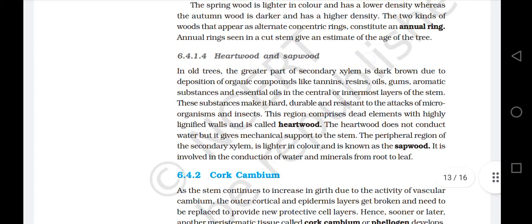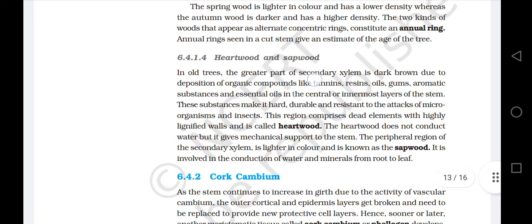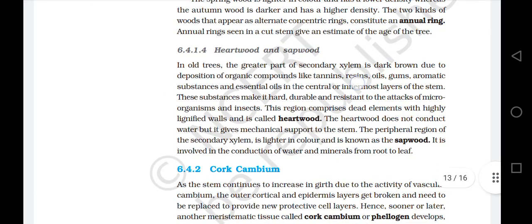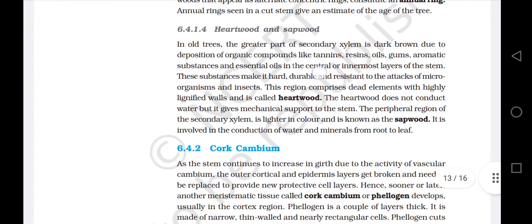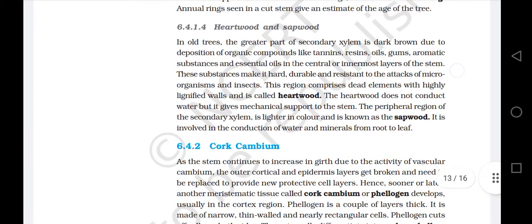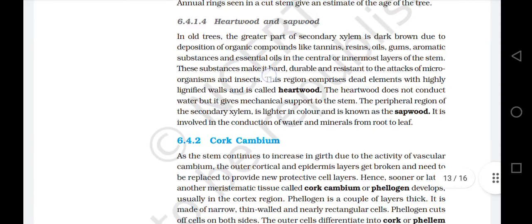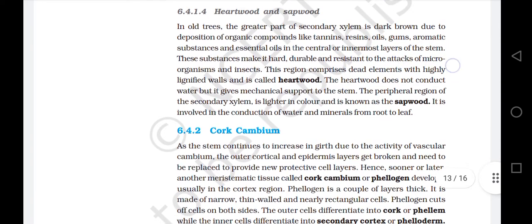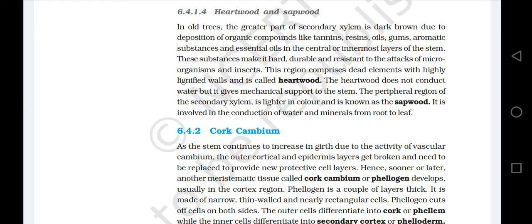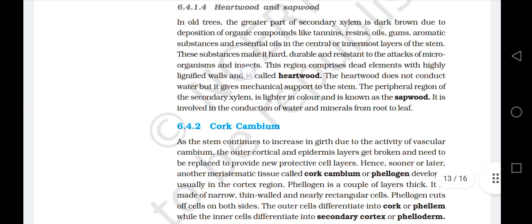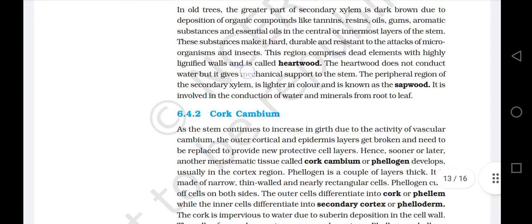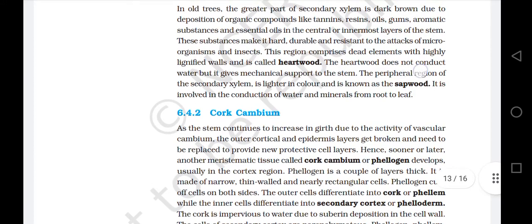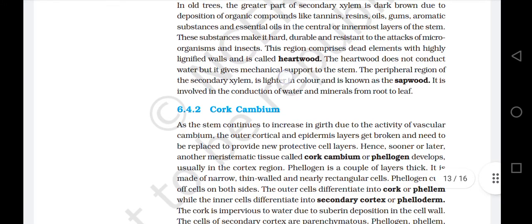6.4.1.4 Heartwood and sapwood. In old trees, the greater part of the secondary xylem is dark brown due to deposition of organic compounds like tannins, resins, oils, gums, aromatic substances and essential oils in the central or innermost layer of the stem. These substances make it hard, durable, and resistant to attacks of microorganisms and insects. This region comprises dead elements with highly lignified walls and is called heartwood. The heartwood does not conduct water, but it gives mechanical support to the stem.